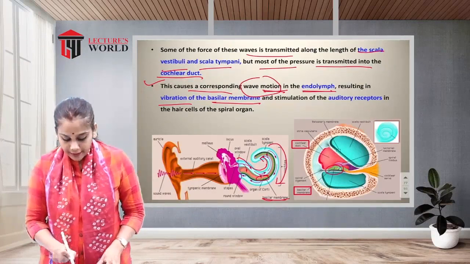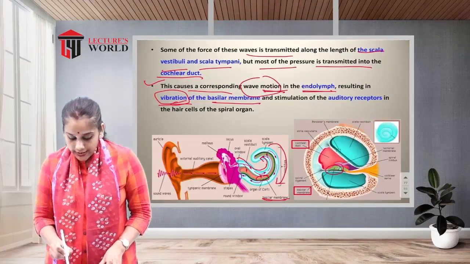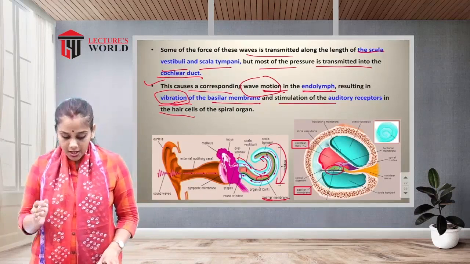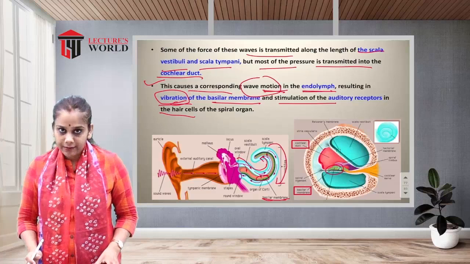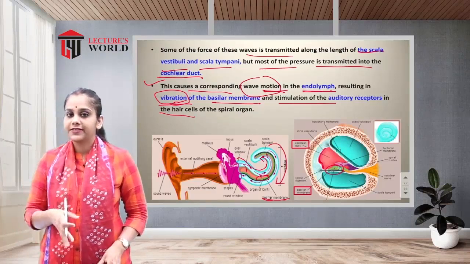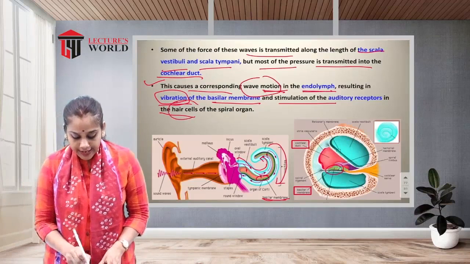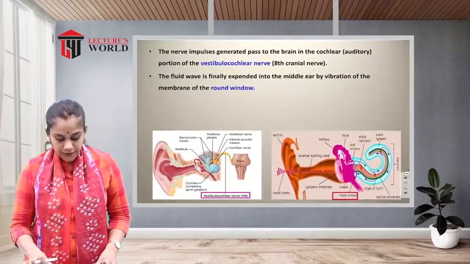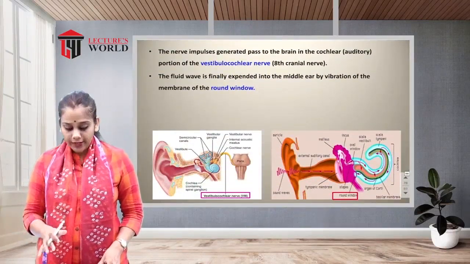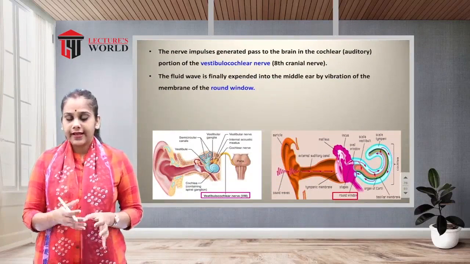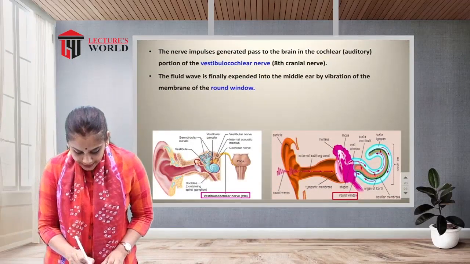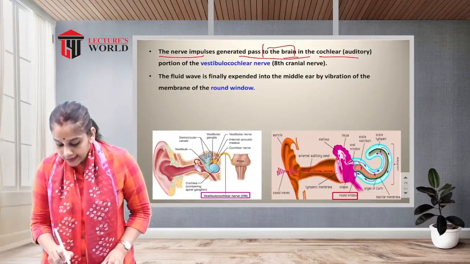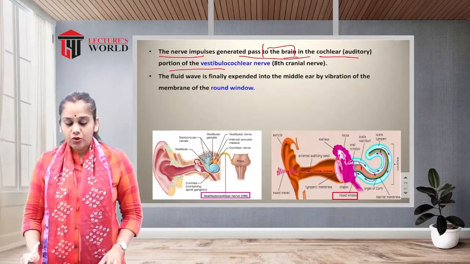So in the basilar membrane the vibration occurs, and there is stimulation of the auditory response in the hair cells of the spiral organ. The hair cells contain the receptors, and the nerve impulses are generated because the hair cells receive the impulse. The nerve impulses are generated and passed to the brain in the cochlear portion of the vestibulocochlear nerve.